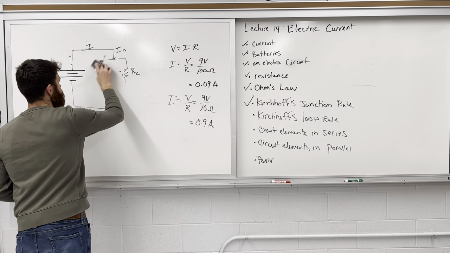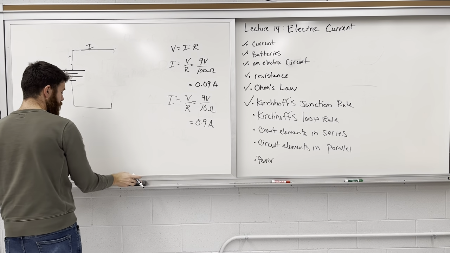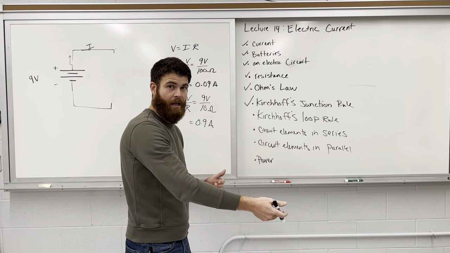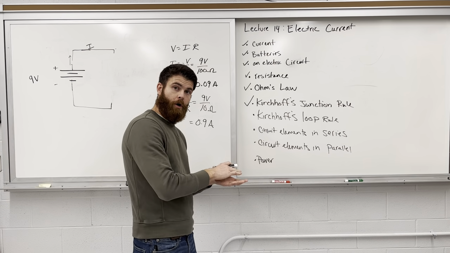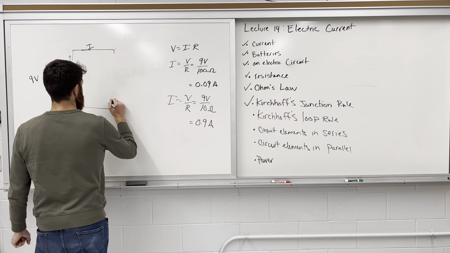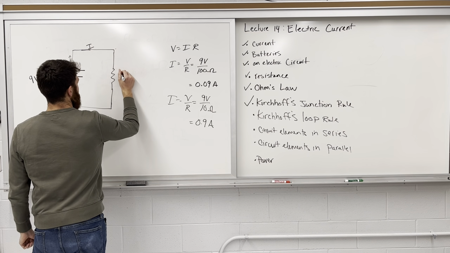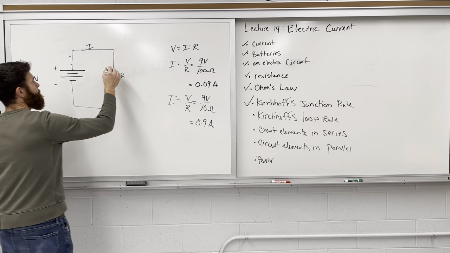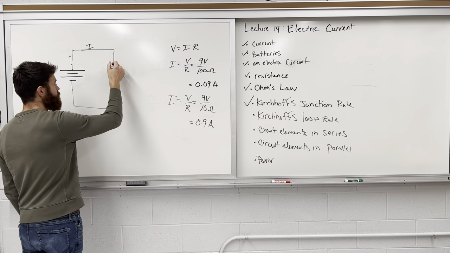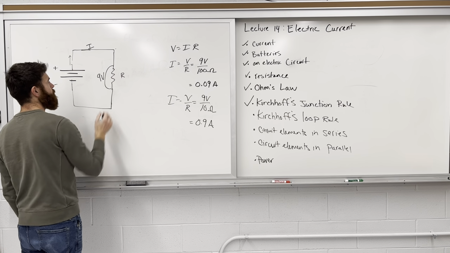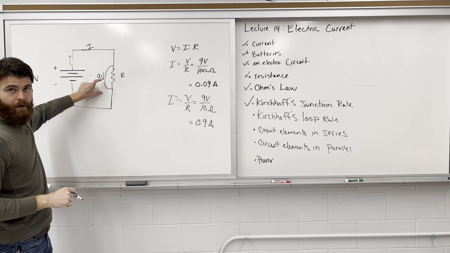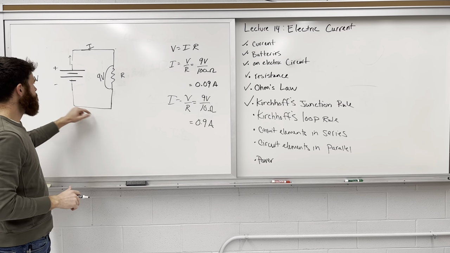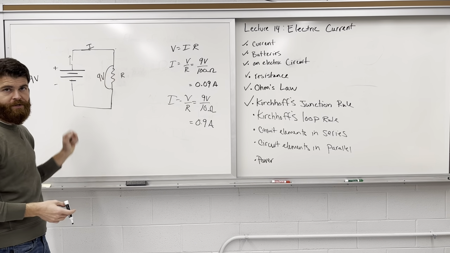Kirchhoff's loop rule tells us that the potential drop across each element in the circuit, which is the amount of energy it takes to push electricity or current through that element, has to equal the total potential energy driving the circuit. So let's say we have a resistor, R. Well, if this is 9 volts of potential energy in this battery, then the amount of potential energy that's pushing current through this resistor is also 9 volts. That's assuming that the resistance in the rest of the circuit is essentially zero. The only resistance in the circuit is the resistor.